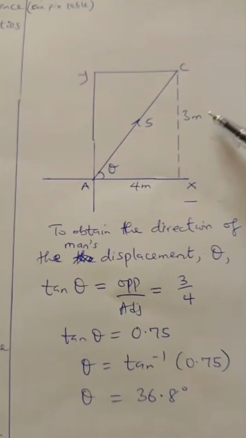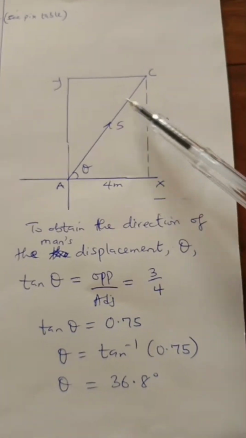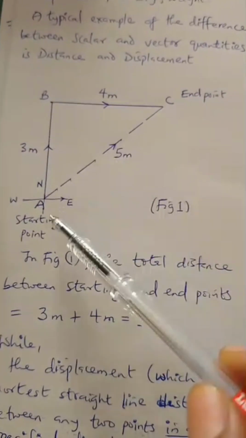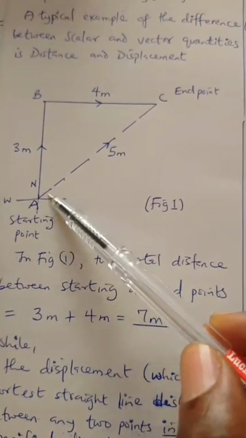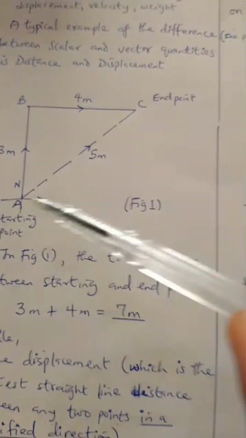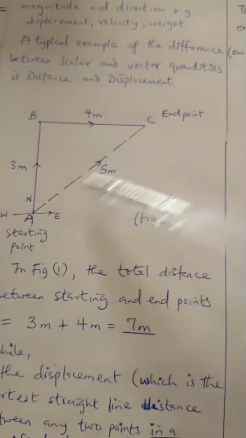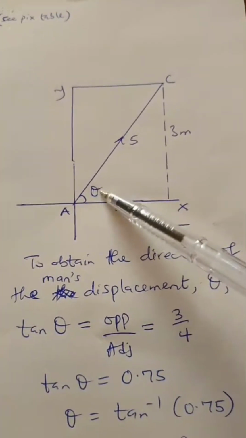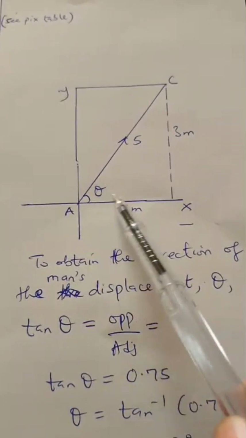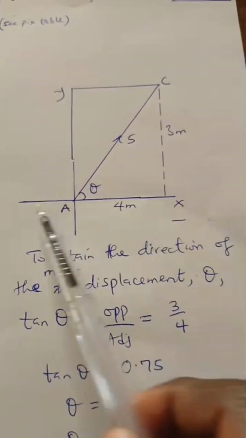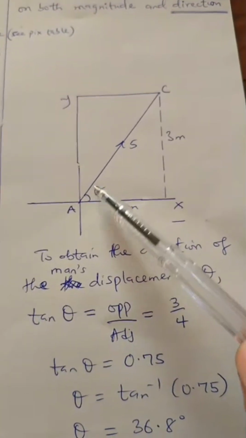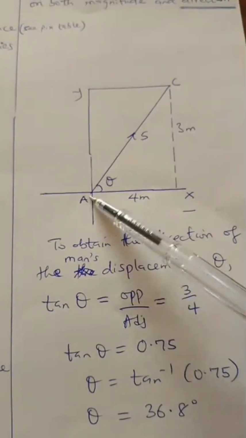All right, now let's look at the direction. Now look at this. The magnitude of the man's displacement is 5 meters, but we need to find the direction. We want to find the direction in terms of angles. We know it's northeast, this line is northeast, but let's get a particular angular bearing with respect to x. So we need to find theta with respect to the horizontal axis. That's how we find the direction part of the displacement.